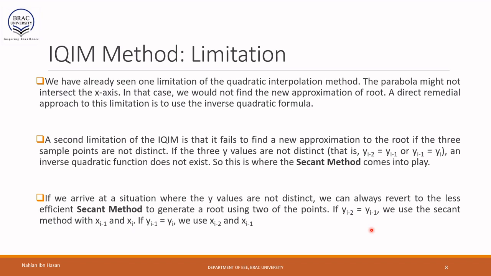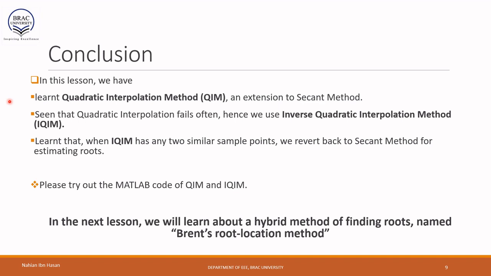So in this lesson we learned about the quadratic interpolation method, which is an extension of the secant method. We have also seen that there are some limitations of the QIM method. That's why we are going to use the inverse quadratic interpolation method, also known as the IQIM method. There are some benefits of the IQIM method. Also there are some cautions that we have to follow, that all the 3 initial starting points should be distinct, and that's the condition of the IQIM method.